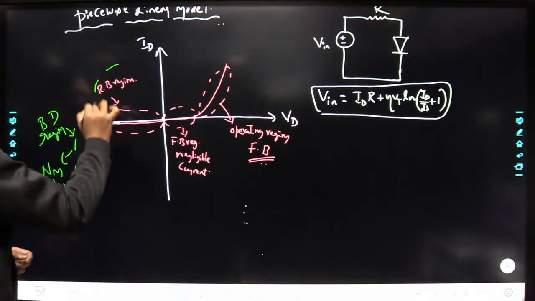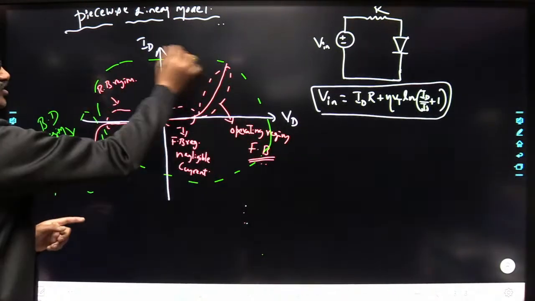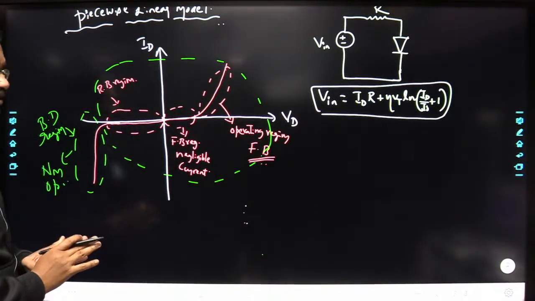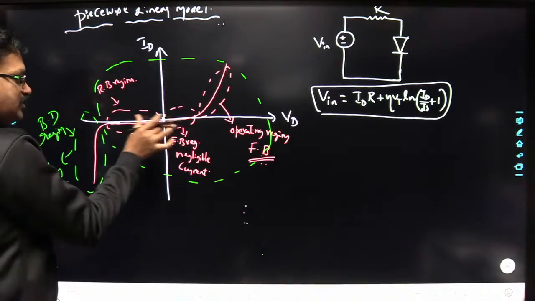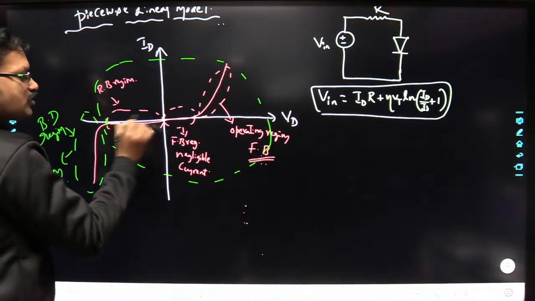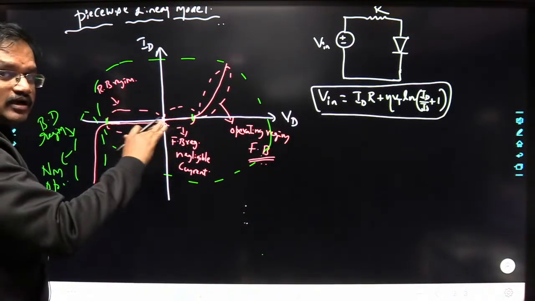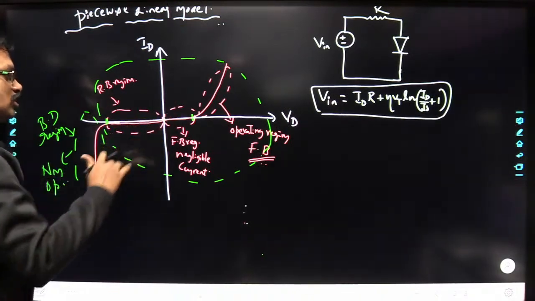Okay, so from here to here, you can operate the diode. In this region you can operate the diode. Yes or no? Okay, so now I am taking this section, from here to here, the current is almost negligible. It is almost equal to 0.